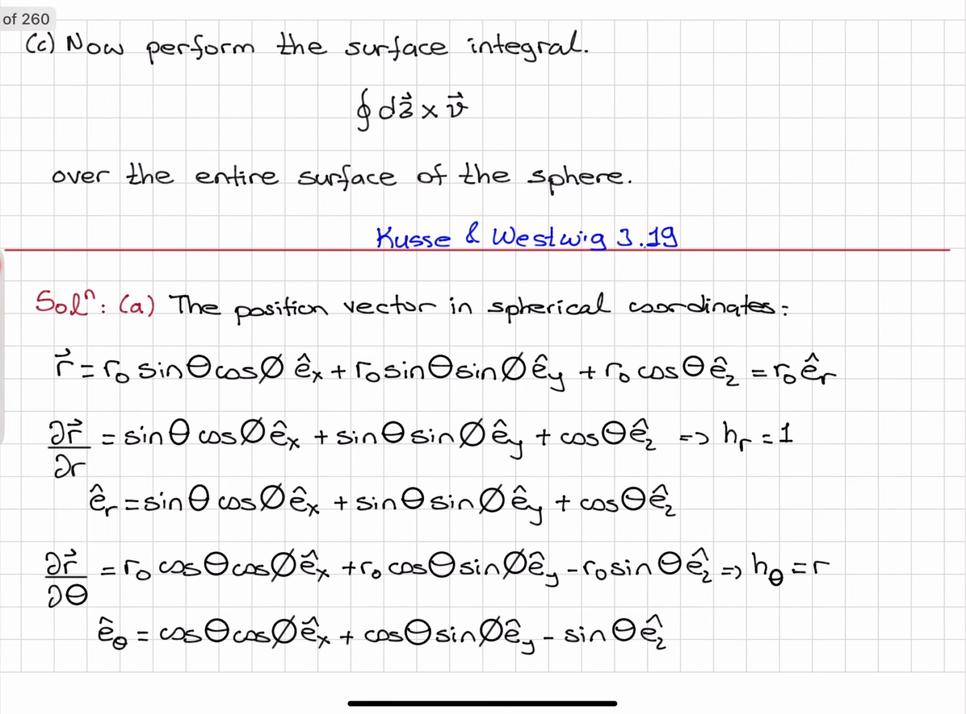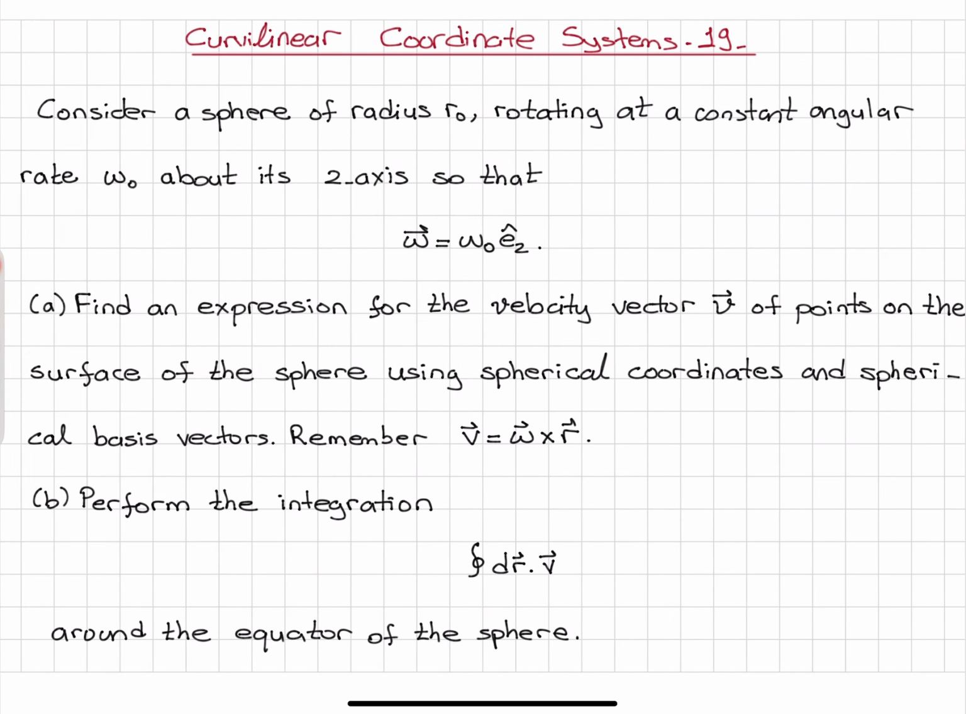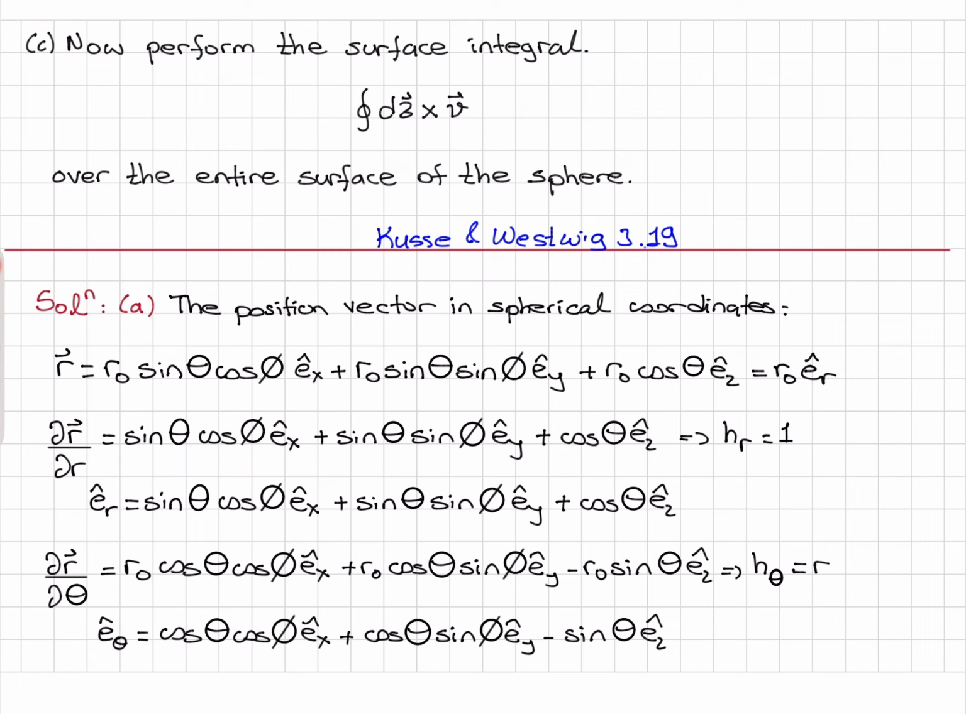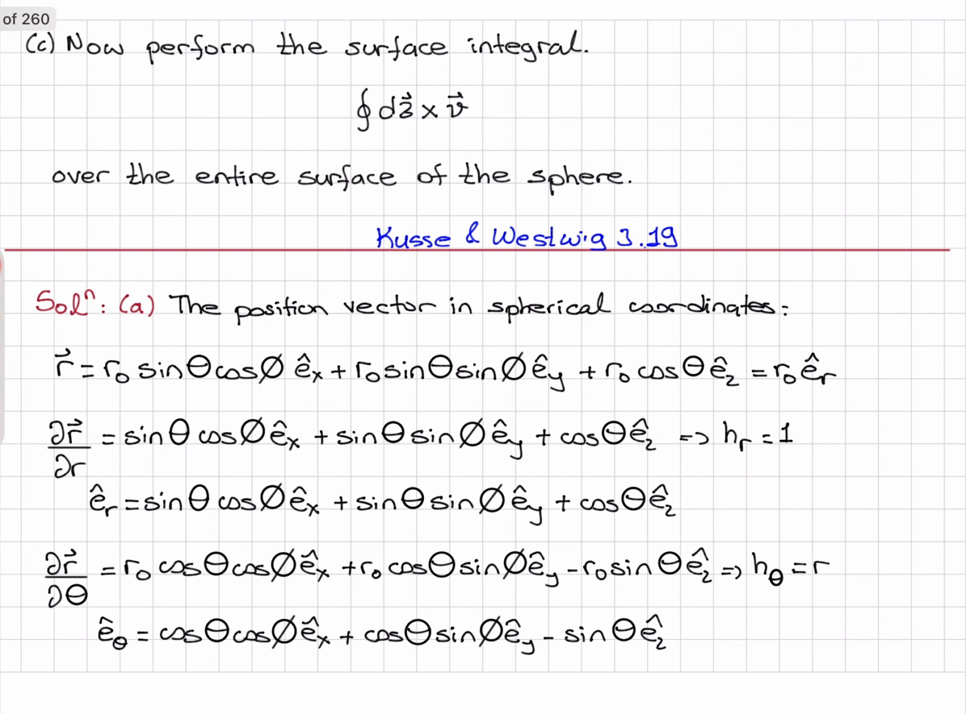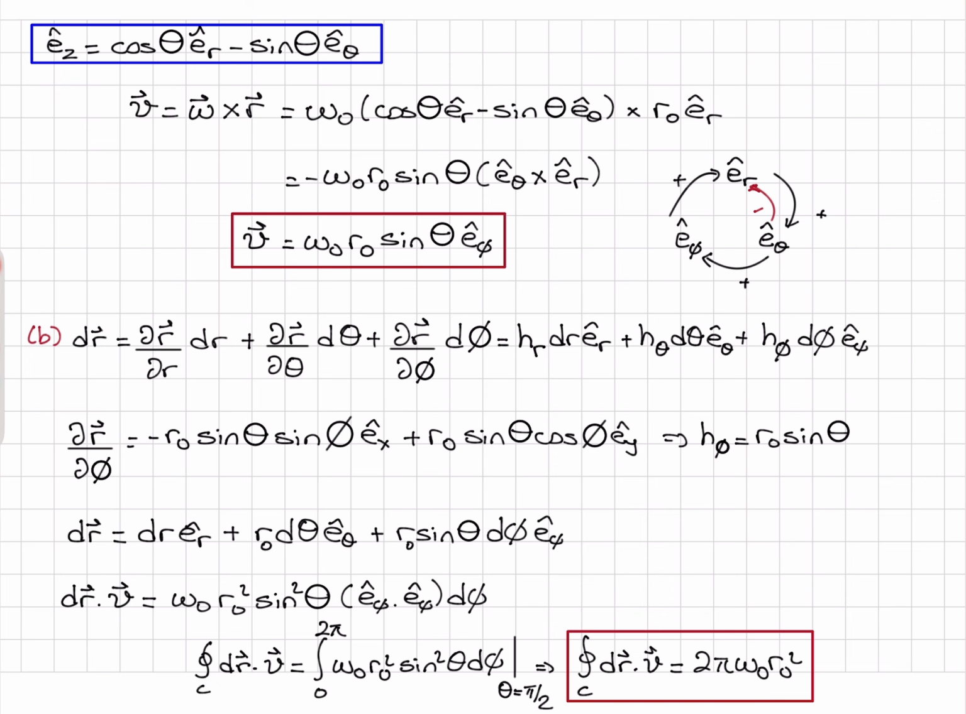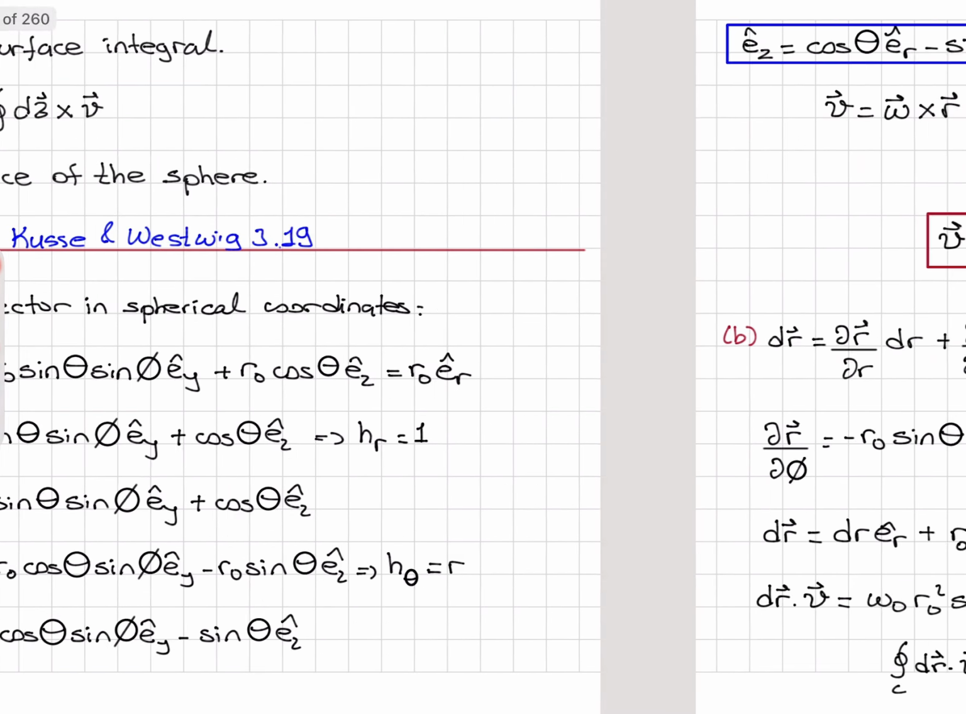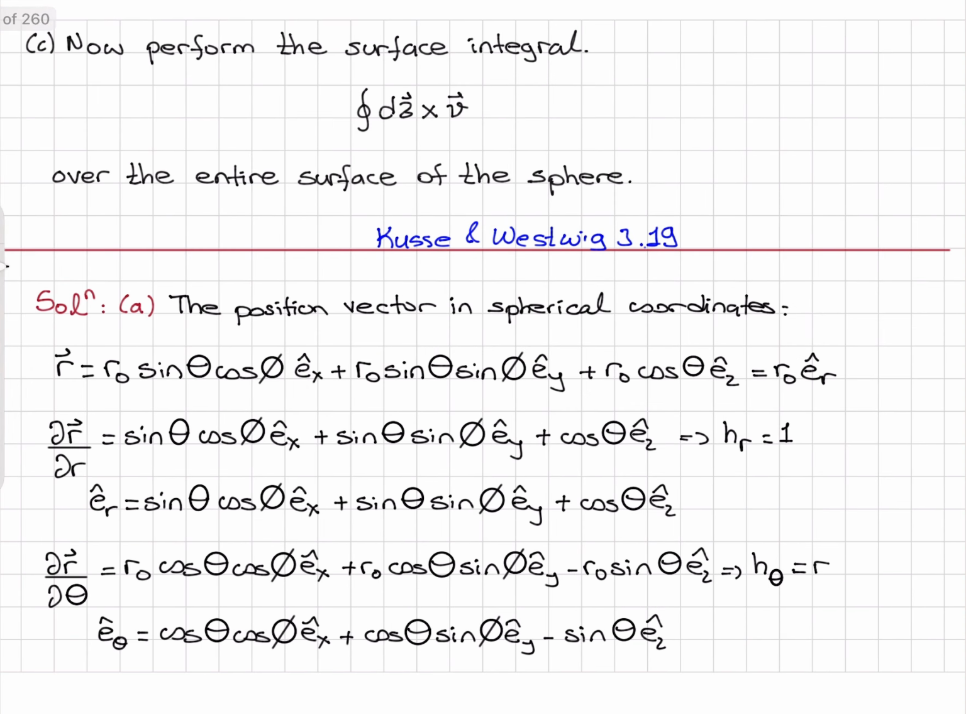So we have the answer to part B for this closed contour integral. So what we did here was, first of all, calculate the unit vectors er hat, e theta hat, and e phi hat. So e phi hat is basically this divided by r0 sine theta. And the scale factors are basically the magnitudes of the partial derivatives, del r del r, del r del theta, and del r del phi. So those scale factors are 1, r, and r0 sine theta. So this is r0.